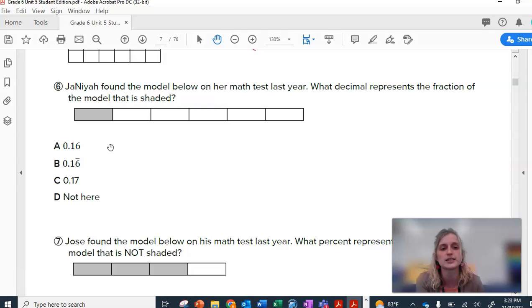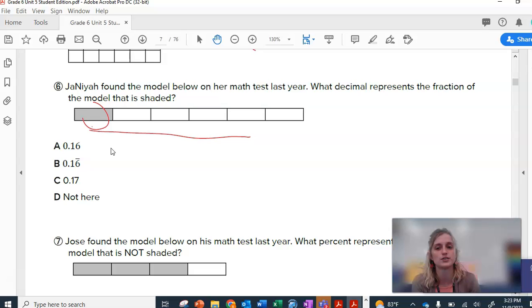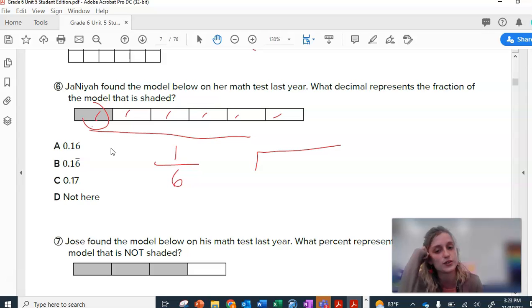Janai found the model below on her math test last year. Which decimal represents the fraction that's shaded? Write me a fraction that's the part out of the whole thing. Change it to be out of 100. Oh, no, wait, I'm going to do that one with you. That's 1 out of 1, 2, 3, 4, 5, 6. The reason I chose to do this one with you is because you cannot multiply 6 times a whole number to make 100. You can get close, but you're not going to get there. So if you don't know a scale factor, you can always divide your fractions, and that will tell you the equivalent decimal. Numerator goes in, denominator goes out.